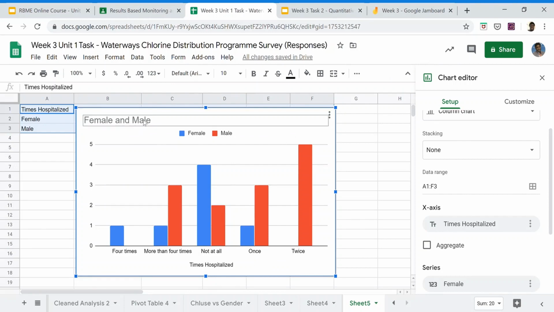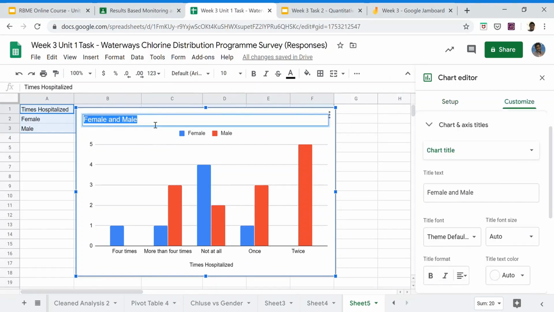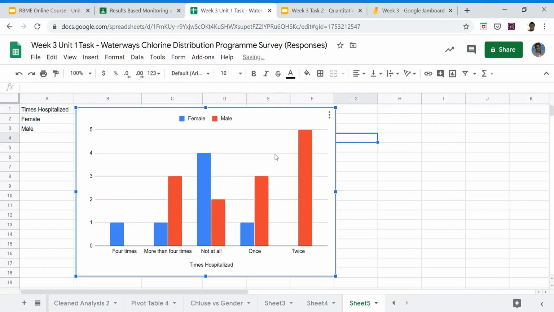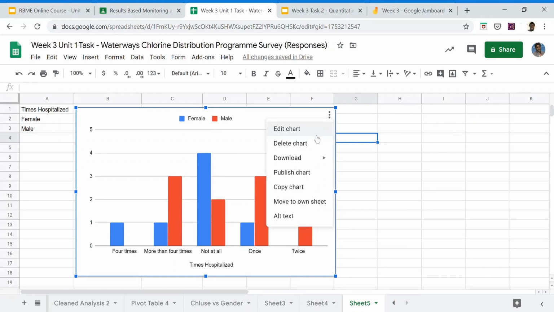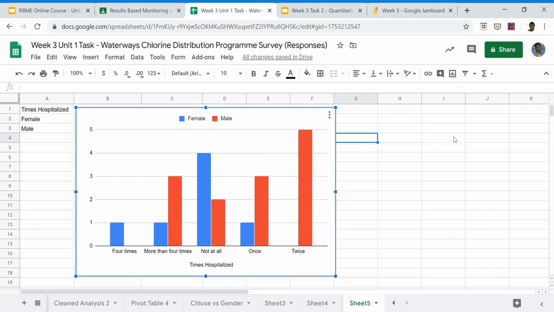So, boom. So I have this, you could tweak so many things in the axis if you want.